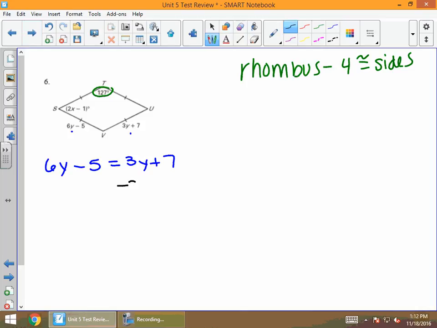Move over the little y to get 3y minus 5 equals 7. Your basic bear problem. How are we going to get y by itself? Where do we want to move first? How are you going to move the 5?